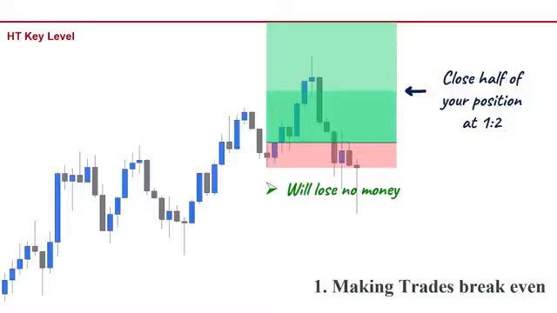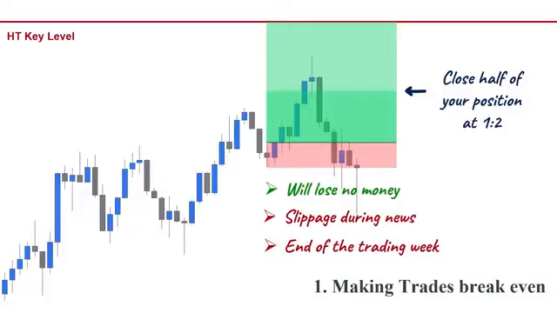Then you can just let the trade run with no pressure and wait for the price to hit your long-term target or close it when it is necessary. For example, close it when the market might run into slippage during the release of high-impact news or at the end of the trading week. Now let's continue with the second technique. In this strategy, we track our profits until they reach the higher time frame key level, which allows us to catch insane risk-to-reward ratio trades.